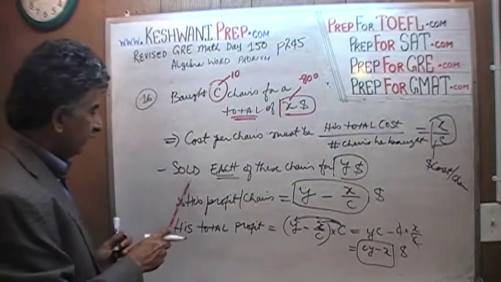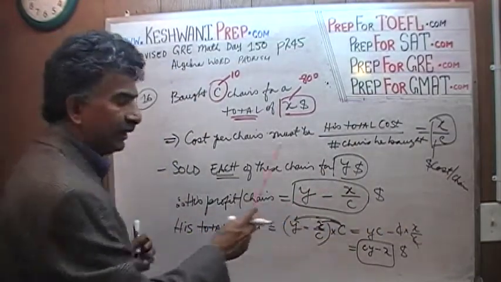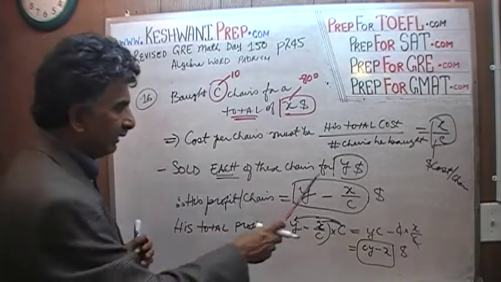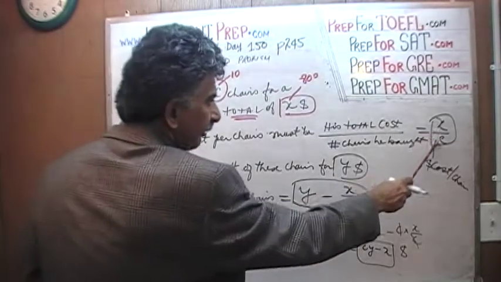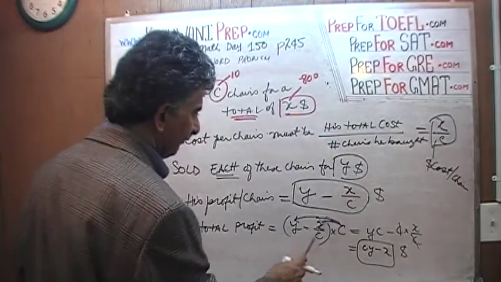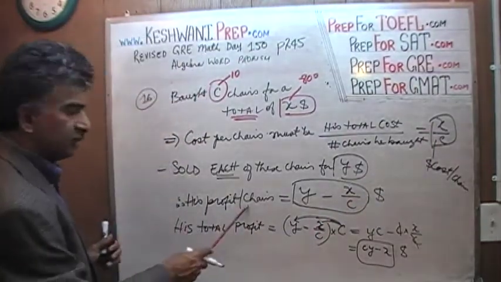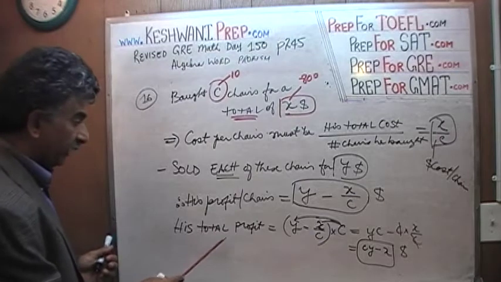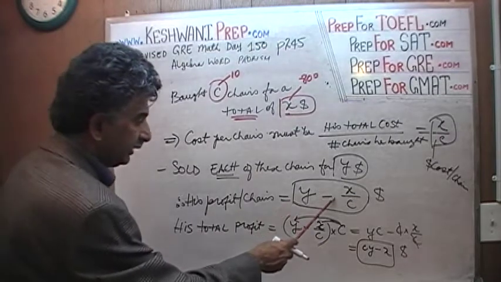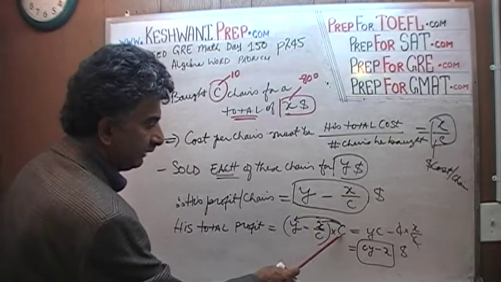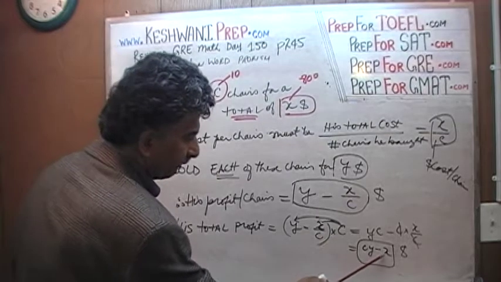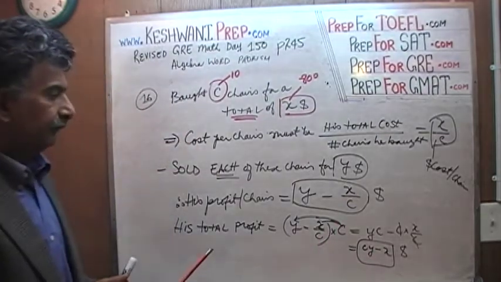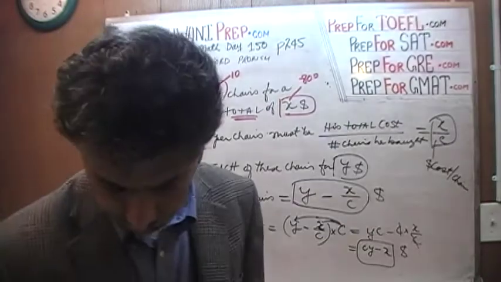Then they go on to tell us that he sold each of these chairs for Y dollars. So the amount of money that he got for each chair minus what he paid per chair, this box here represents his profit per chair. And therefore his total profit would be the profit per chair times however many he sold. And it comes out to be C times Y minus X. That's all. That's our answer.